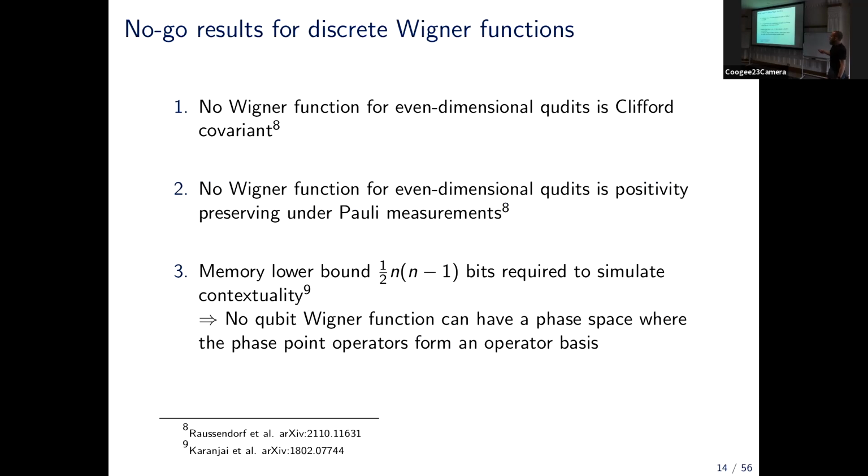The first two say that no Wigner function for even dimensional qudits is Clifford-covariant, and no Wigner function for even dimensional qudits preserves positivity under Pauli measurements. And these were exactly the two properties that we needed to get the classical simulation algorithm to get all of these results. Basically, these great results we have for odd dimensional qudits, they don't apply at all to even dimensional qudits.